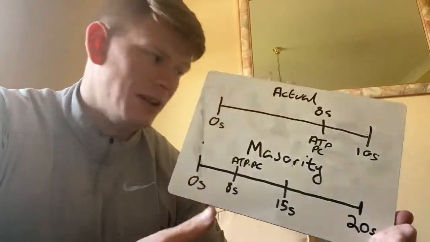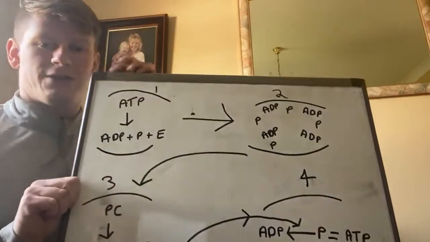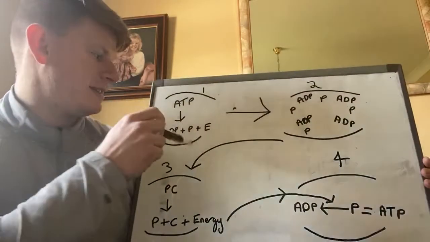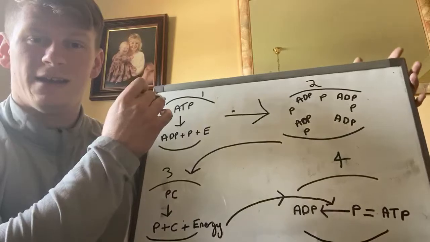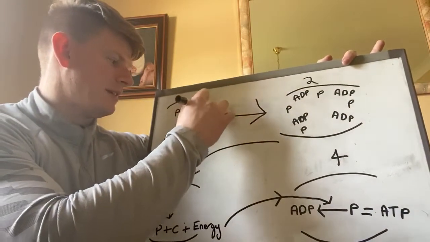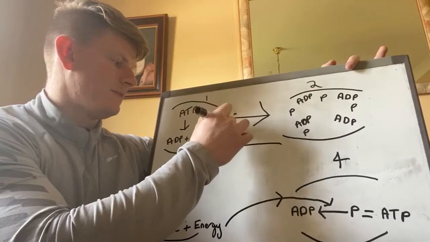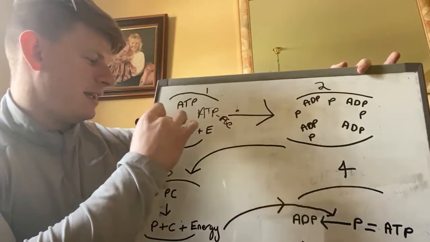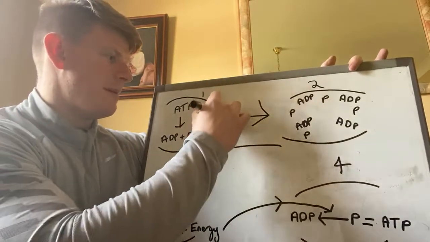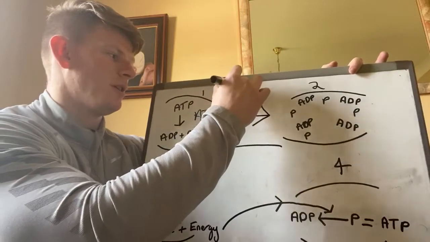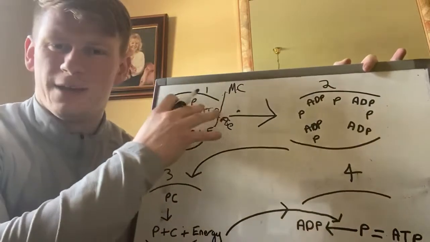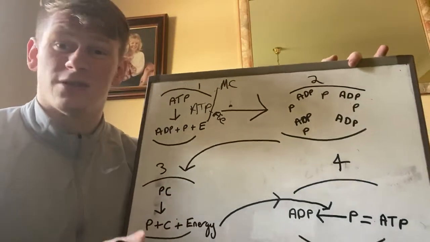Now we need to have a look at the process of what happens when I do that. Let's just remind ourselves of how we provide energy. First of all, we've got this ATP splitting. Remember, ATP is broken down by ATPase into ADP plus P plus energy. And remember, that energy was used for muscular contraction so that I can move. However, I only have enough ATP to last for 2 seconds of exercise.